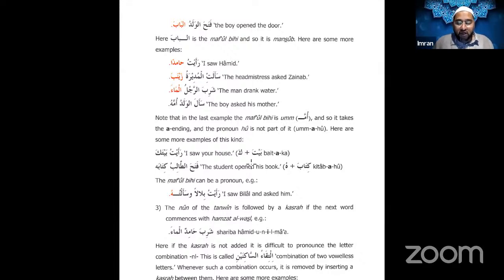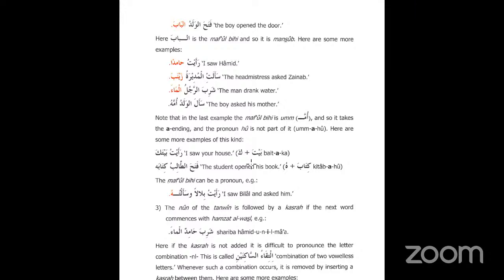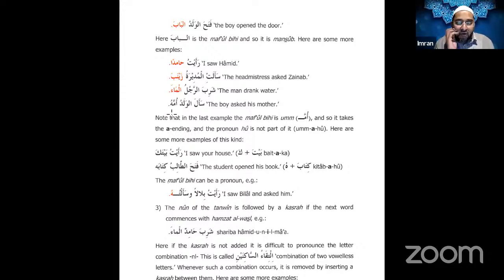What it's trying to say is that mudaf and mudaf ilayh can come as a maf'ul bihi. Whenever you have a noun and a pronoun, like his mother, this is called a possessive pronoun. When you say his mother, our mother, your mother, this is a possessive pronoun showing who the mother belongs to. Originally it was ummuhu, his mother, but because it's coming as an object, the boy asking his mother, the word is getting a fatha. The pronoun is still with a dhamma, but it's an indeclinable noun. It always remains with a dhamma.